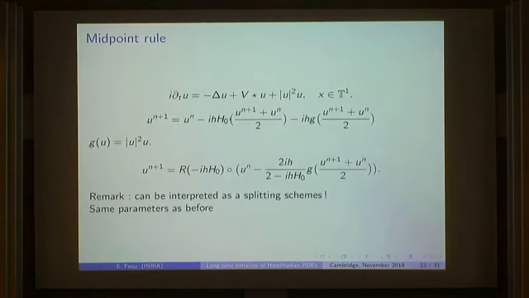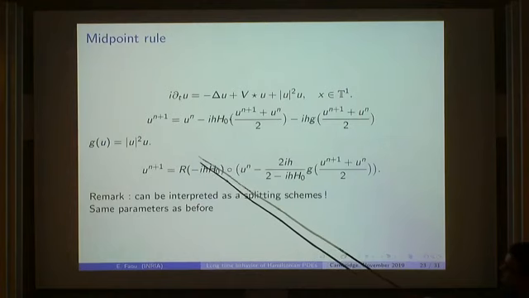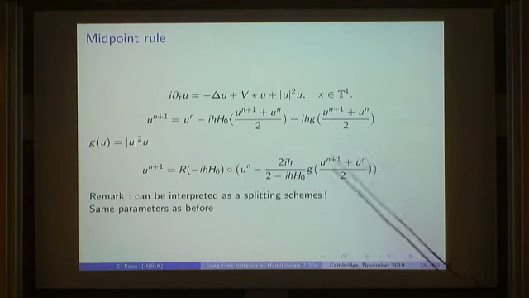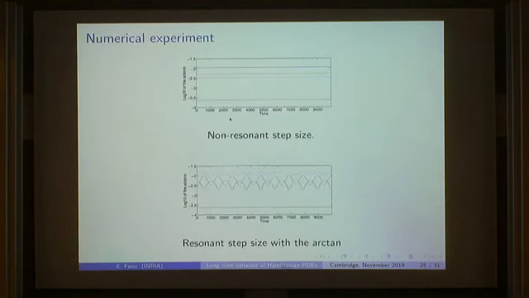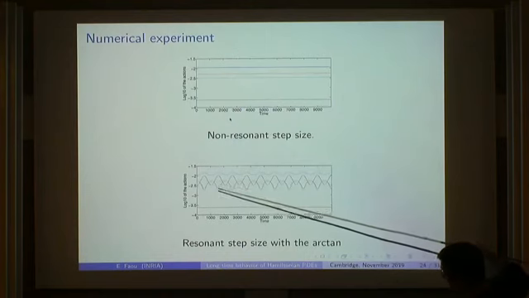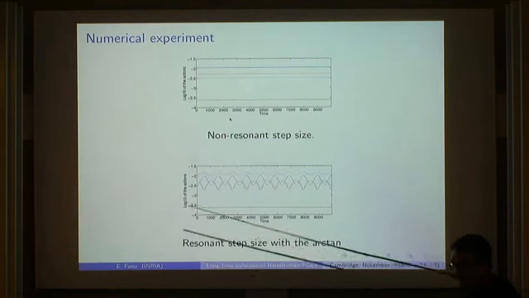And if you do the midpoint rule, it can be more or less expressed also as a splitting method, with the linear part treated implicitly, and something, if you expand this, that is a modified flow. So the implicit rule is more or less a splitting scheme. And if you take the same parameters, you will not observe such a dramatic blow-up, but still this is the exact solution, and just very close to it, you have energy exchanges between the modes, and they are not physical.